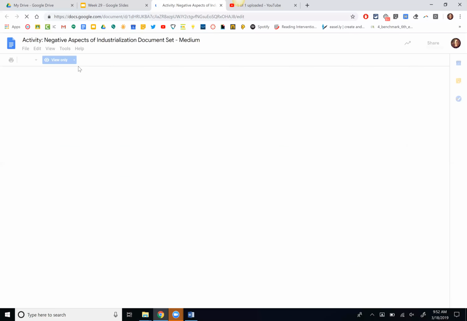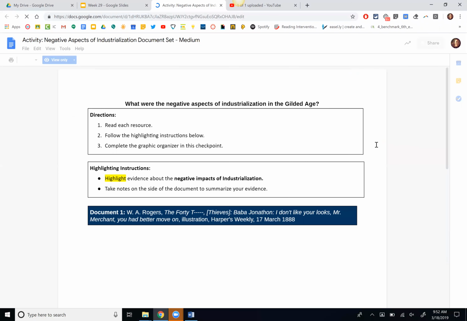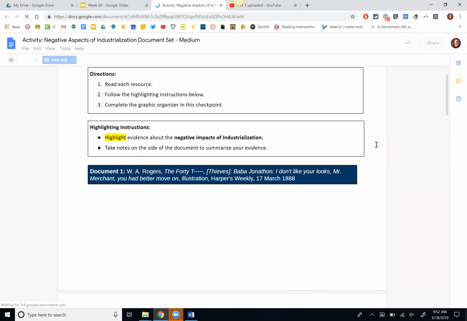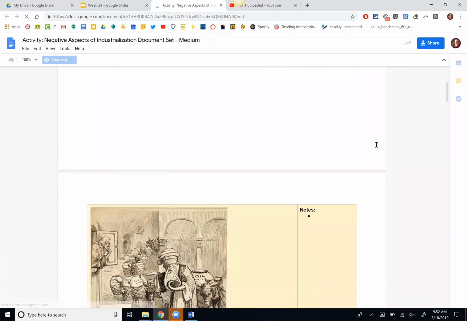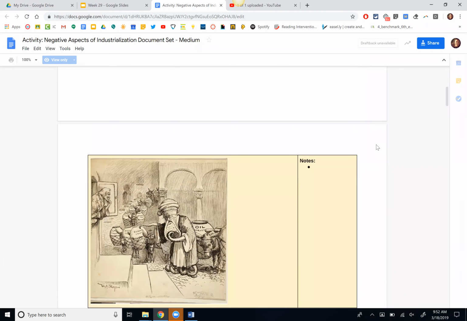Click into the evidence that is off to the right side of the screen. These are going to be your document sets that you can look at and find your information. So you should have about 5 or 6 documents here. Some of them will be pictures, political cartoons, things like that.